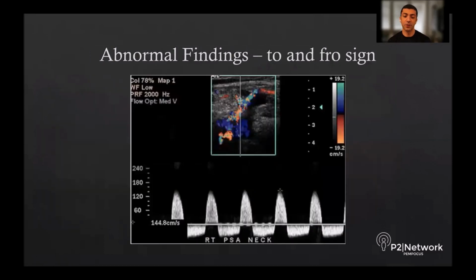Another common finding is called the to and fro sign. And by this, you're actually seeing bidirectional flow into the lesion. We get this by putting pulse wave Doppler when putting the gate at the neck of the lesion. And we see waves going in two opposite directions. So if it's going to the lesion, it goes in the positive direction, and then once the blood is going back into the blood vessel, it goes into the negative direction. And this is called the to and fro sign.